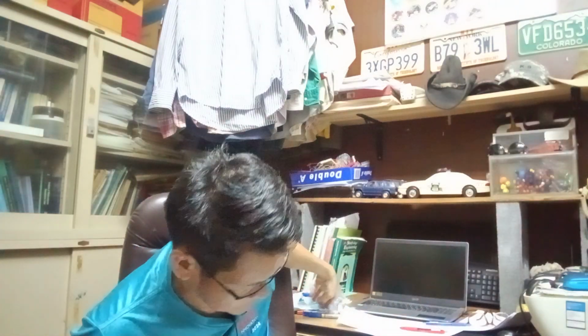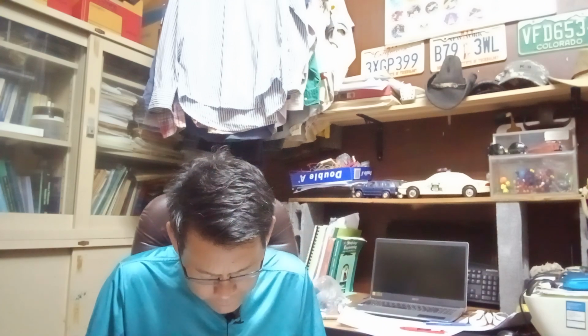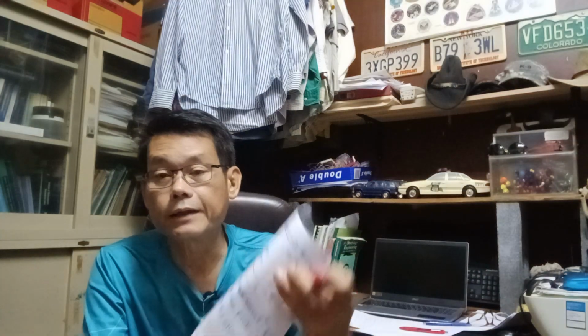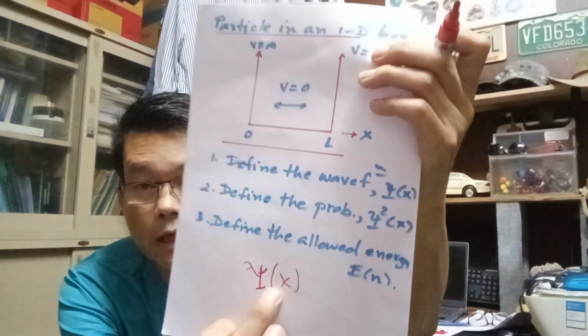And the particle moves along the horizontal line. So what we're going to do is define the wave function. I will write the wave function as psi, and the psi symbol is just like this. We will find the wave function at any particular position x. This is your psi.